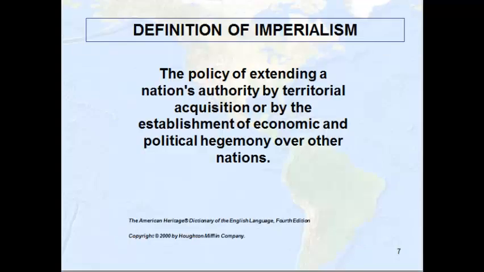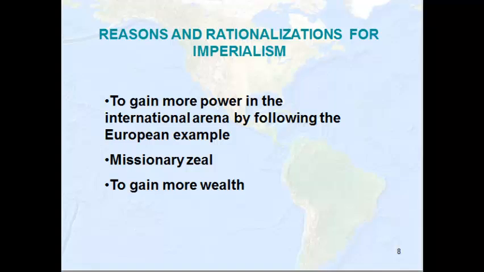So the definition of imperialism is essentially the policy of extending a nation's authority by territorial acquisition or by the establishment of economic and political hegemony over other nations. Some of the reasons and rationalizations for imperialism include to gain more power in the international arena by following the European example, like the map I showed you at the beginning of this presentation, missionary zeal, and the desire upon the United States to gain more wealth.